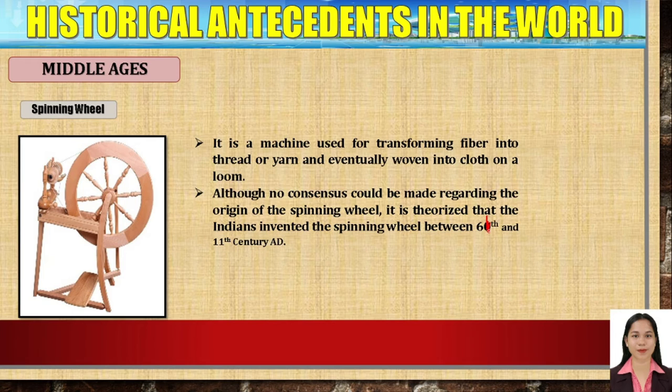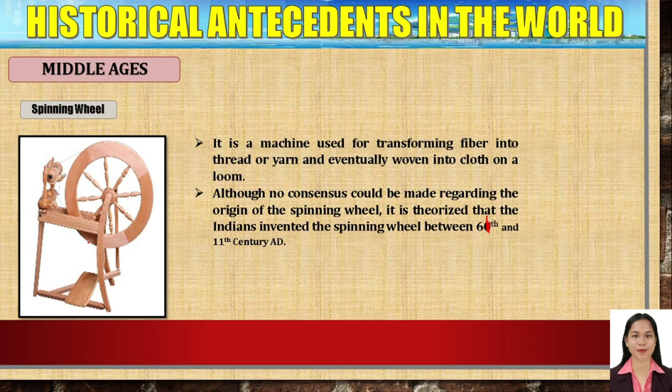So, the ancients invented the spinning wheel between the 6th and 11th century AD. Prior to the invention of this spinning wheel, weaving was done predominantly through the more time-consuming and tedious process of hand spinning. So, nung hindi pa nai-invent tong spinning wheel, gumagamit muna sila, yung weaving nila is using their hand. So, parang time-consuming yung ganun. Kaya, na-invent to, so mas napadali na yung trabaho.